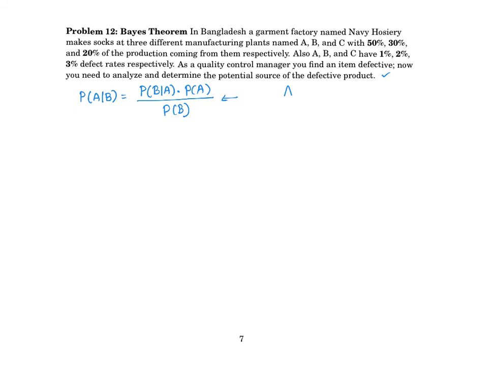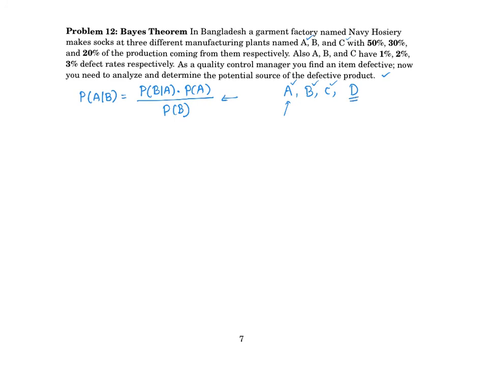I'm just going to label the events A, B, C, and D. A is the event that it was manufactured by plant A. B is the event that it was manufactured by plant B, and C is the event that it was manufactured by plant C.